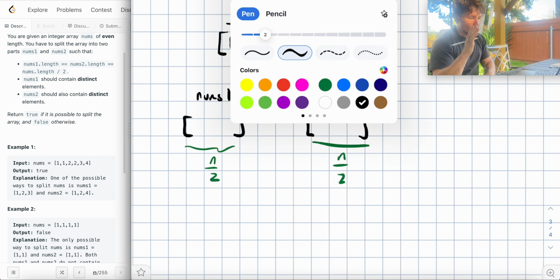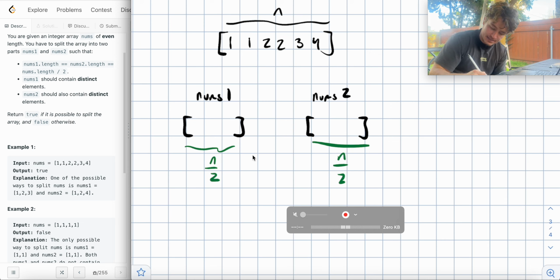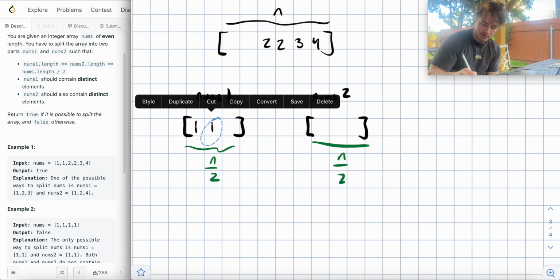And I have to find a way, if it's possible, to take one element and segment them in a certain way, right? Put some in nums1 and put some in nums2 such that I have two new arrays of size n divided by 2, and there's only distinct elements in each, right? So the way that this is going to work, right, is I take 1, for example, and I say, okay, 1 will go over here. I could try to put 1 over here, but that's not going to work, right? So it needs to go over here.